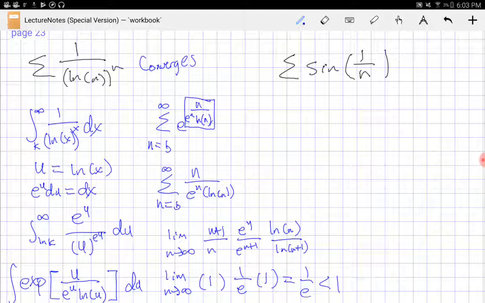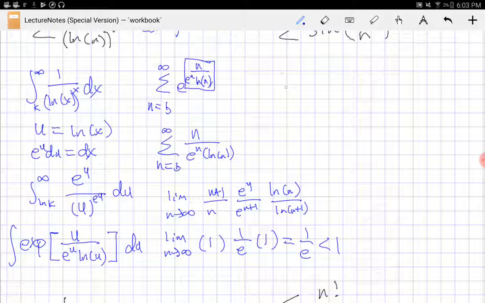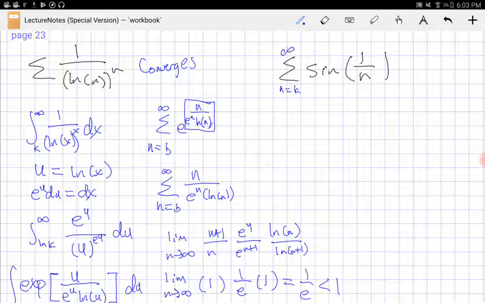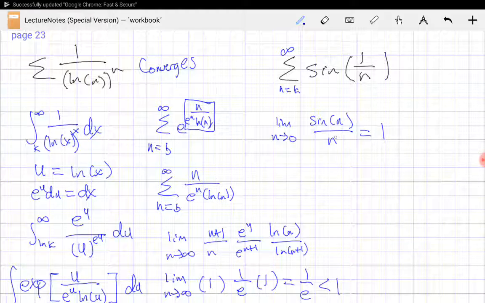This next one is quite interesting. The sum of sine 1 over n from n equals some constant to infinity. This one we kind of have to recognize as n gets really large, 1 over n becomes a really small number. And if we remember this identity, the limit as n goes to 0 of sine n over n is actually equal to 1, because as n gets really small, n and sine n become approximately the same number. So actually, not n. Let's use a different value, like b.